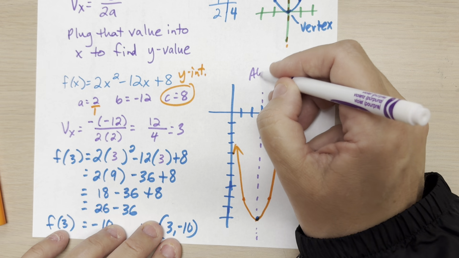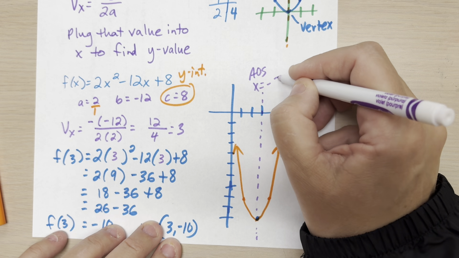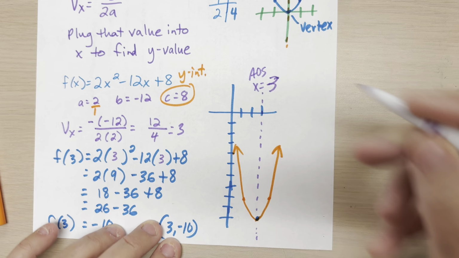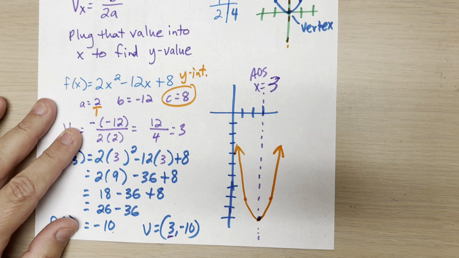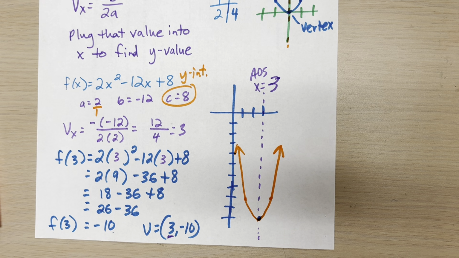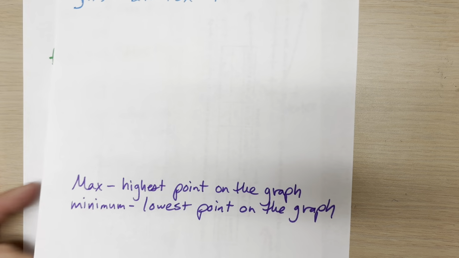The axis of symmetry is the line x equals, not -3, +3. That's always going to be the same as the x value of your vertex. Okay, let's try another one.